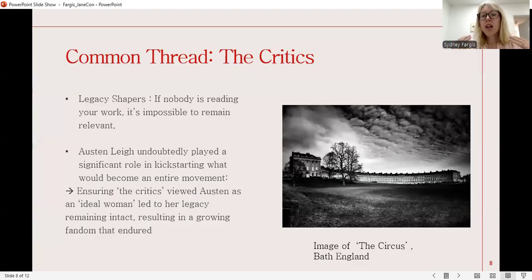So connecting to the common thread of Austen not coming under fire, Radcliffe, Lennox, Burney, Edgeworth, to name a few, coming under fire, we also cannot avoid this common thread of the critics really driving the narrative. So the way in which critics discussed and categorized these female novelists really determined how their legacy was shaped, and additionally resulted in their absence from the literary canon. If nobody is reading your work, it's impossible to remain relevant.